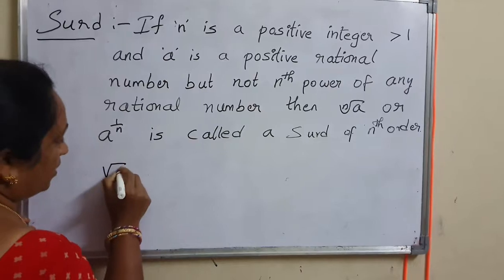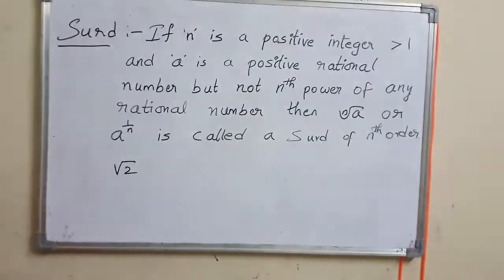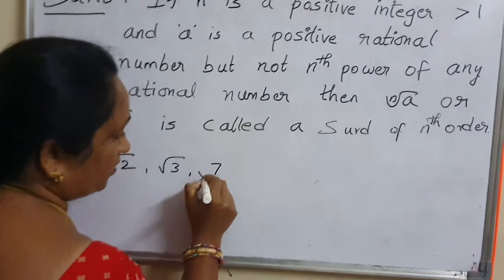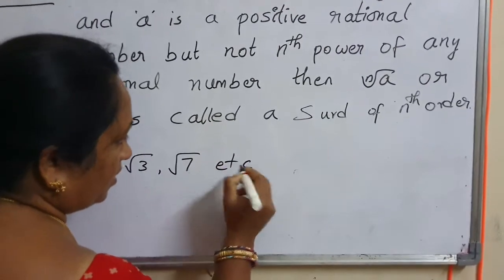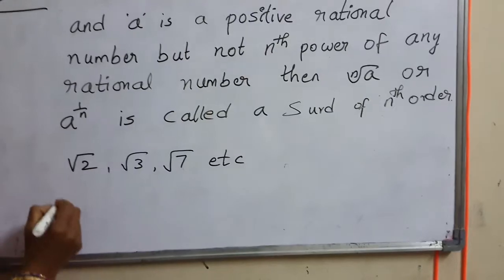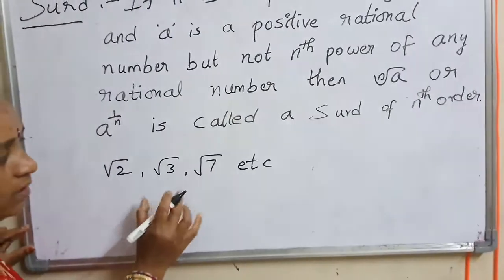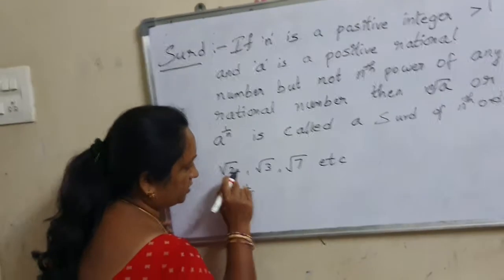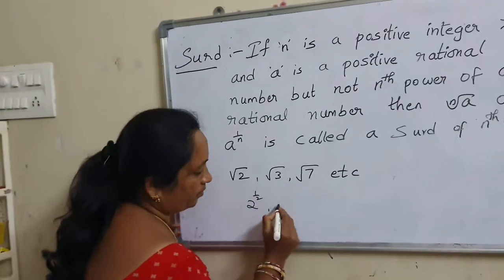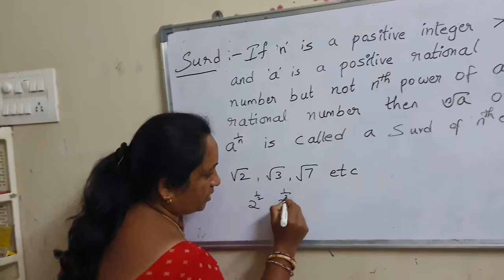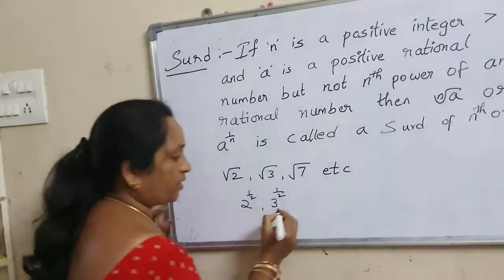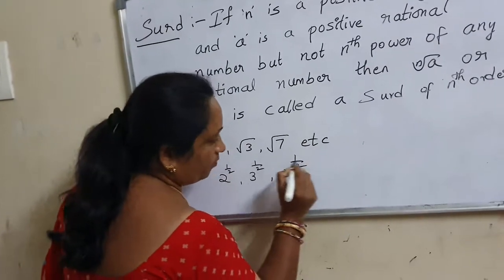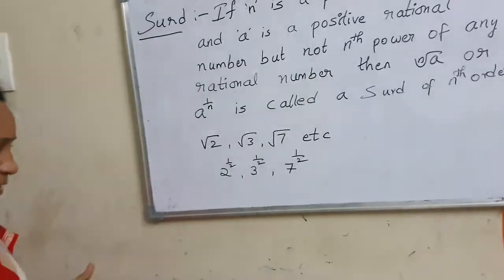For example, take root 2, root 3, root 7, etc. Here these are not the nth roots of any perfect squares. Root 2 can be written as 2 power 1 by 2. Root 3 can be written as 3 power 1 by 2. Root 7 can be written as 7 to the power 1 by 2, like this.